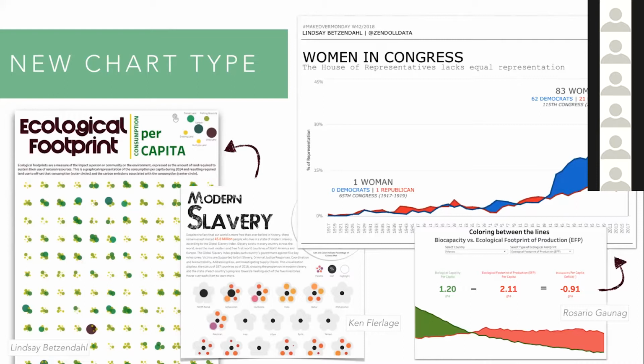Rosario had also done a wonderful blog on coloring between the lines. I knew I wanted to do that at some point, and it wasn't until the data presented it to me that I said, you know what, I'm going to use this technique, this chart type, for this data set. And that really, again, drove my design process because I already had a chart type in mind that I wanted to challenge myself to use.